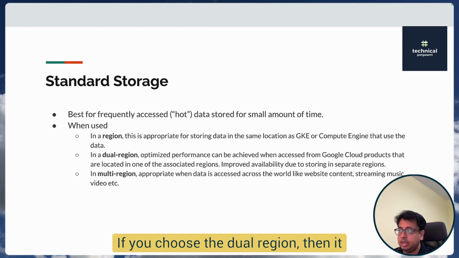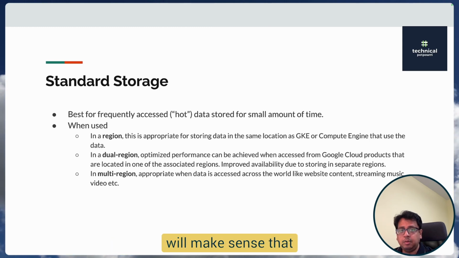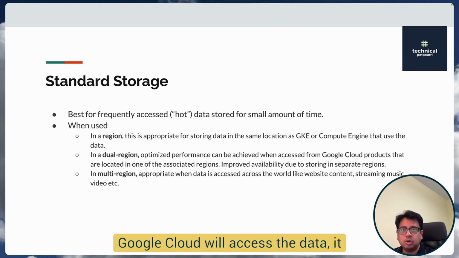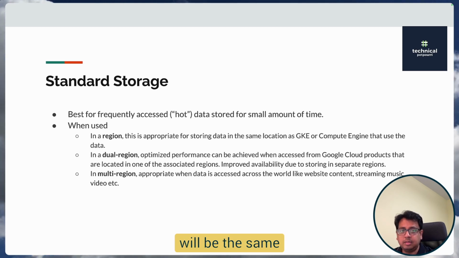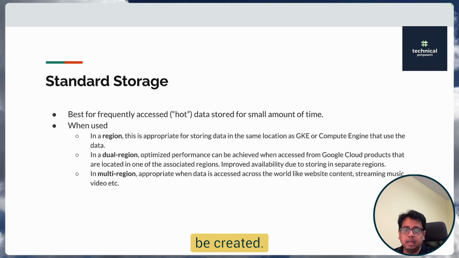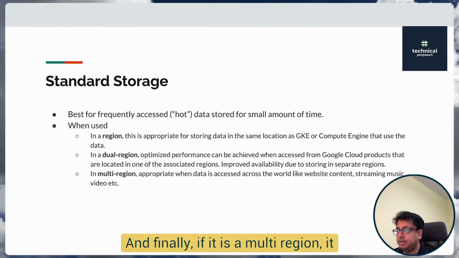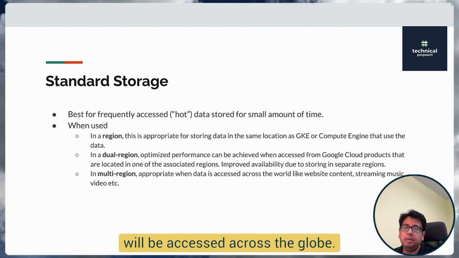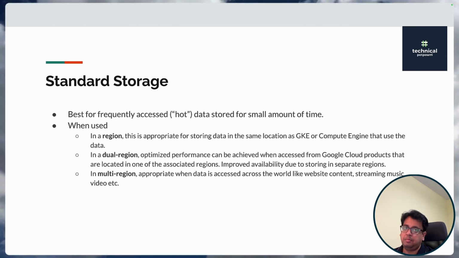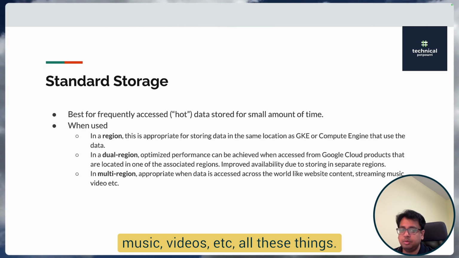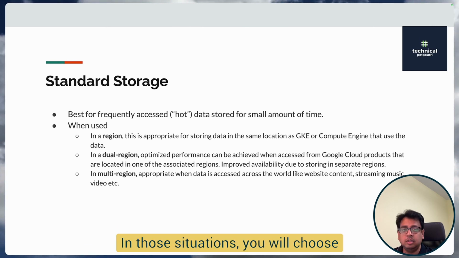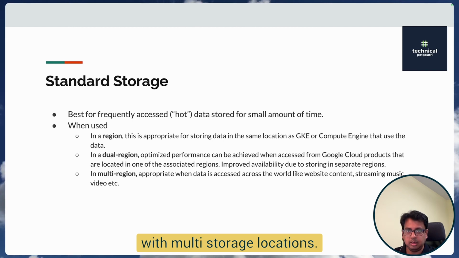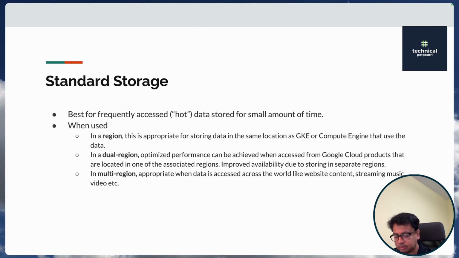If you choose the dual region, then it makes sense that the region from where your Google Cloud will access the data will be the same location where your bucket is created. And finally, it makes sense to choose multi-region when your data will be accessed across the globe. For example, website content, streaming music, videos. In those situations, you will choose standard storage class along with multiple storage locations.